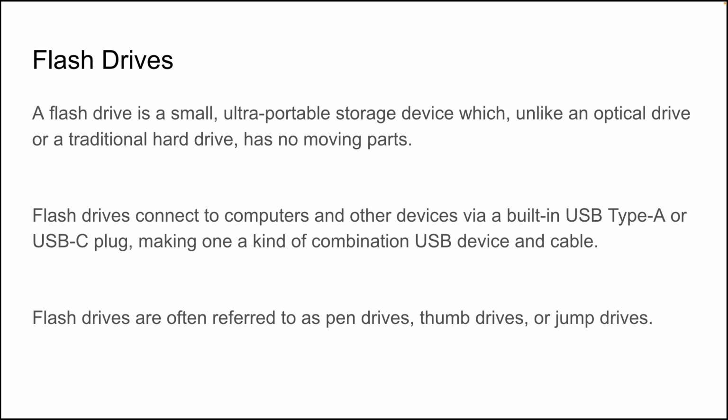Flash drives. Everybody pretty much knows what a flash drive is. It can be called a thumb drive or a jump drive. A flash drive is a small, ultra-portable storage device which, unlike an optical drive or traditional hard drive, has no moving parts. Flash drives connect to computers and other devices by a built-in USB Type A or USB-C plug, making an all-in-one combination USB device and cable. Flash drives are often referred to as pen drives, thumb drives, or jump drives.